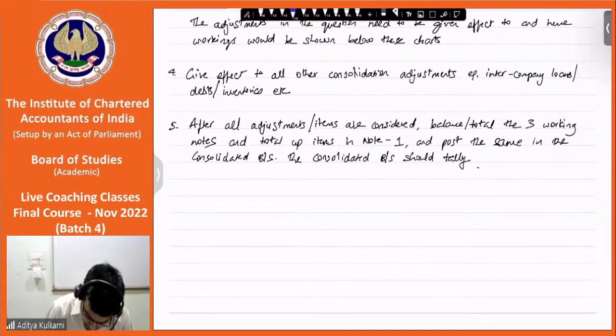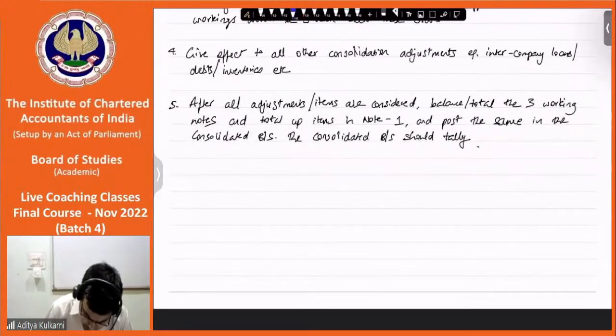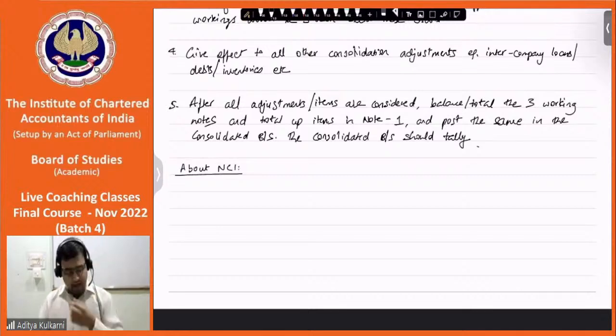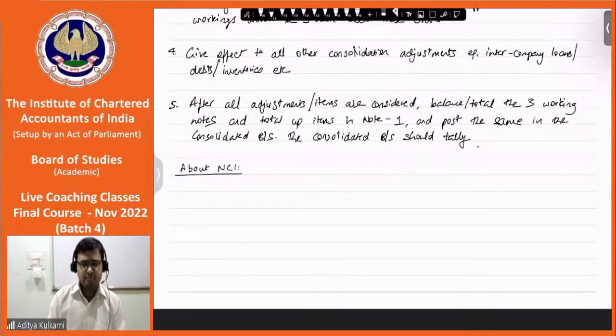Just a brief about what is NCI. So you can come to your theory section and write down about NCI. Now, what do you think is NCI? Sir, NCI means non-controlling interest. Who are non-controlling interest? These are those shareholders in the subsidiary who hold a portion of equity of the subsidiary, but they do not hold that much share capital which will give them a control over the subsidiary.